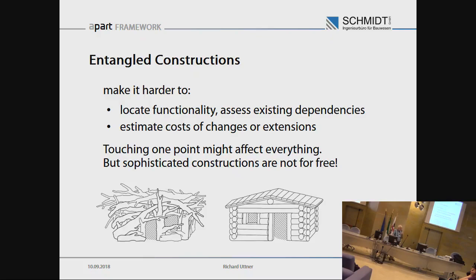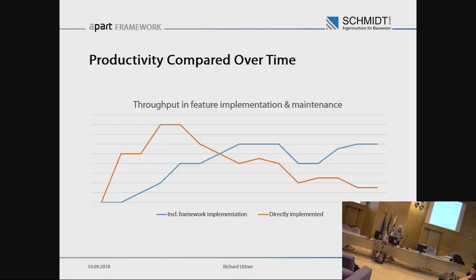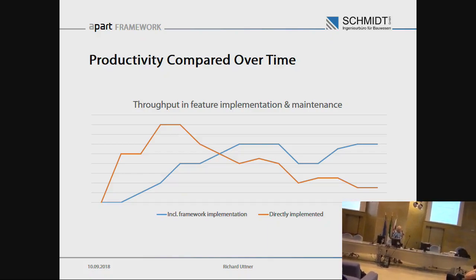You might even need something like a sawmill, and who has that at the start of such a project? So there is a reason to start without a framework. I tried to illustrate this with this diagram. The blue line shows the throughput of feature implementation and maintenance if you start first by implementing your own framework.